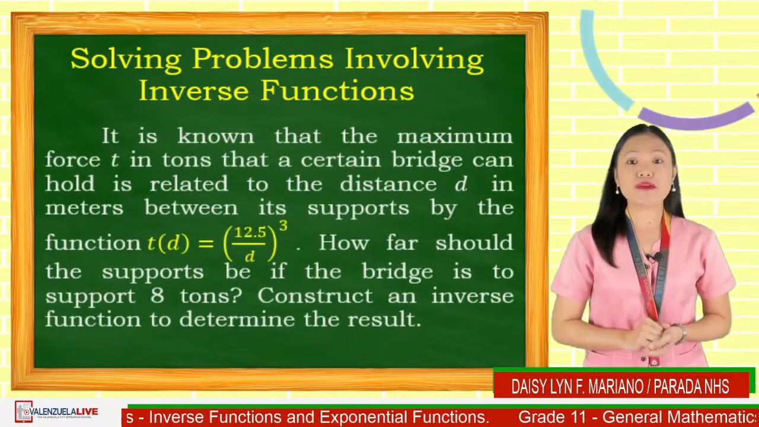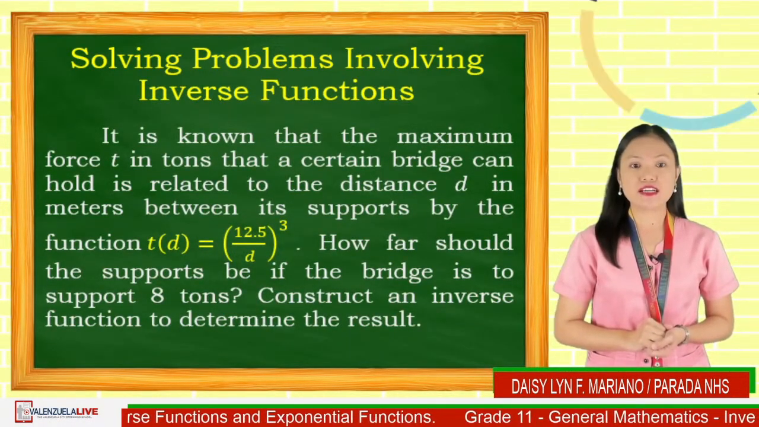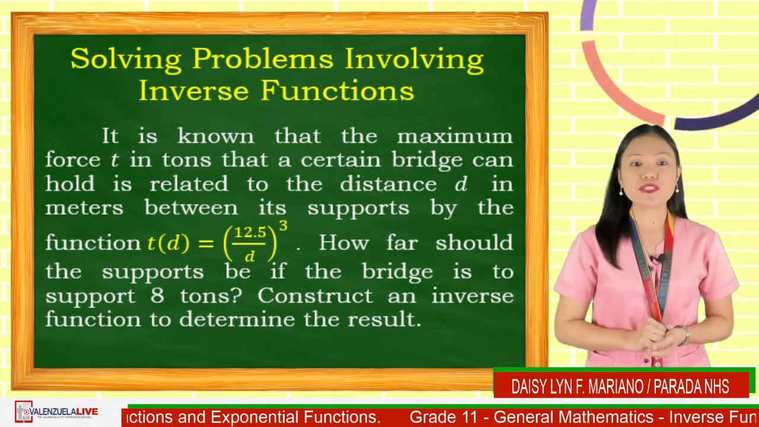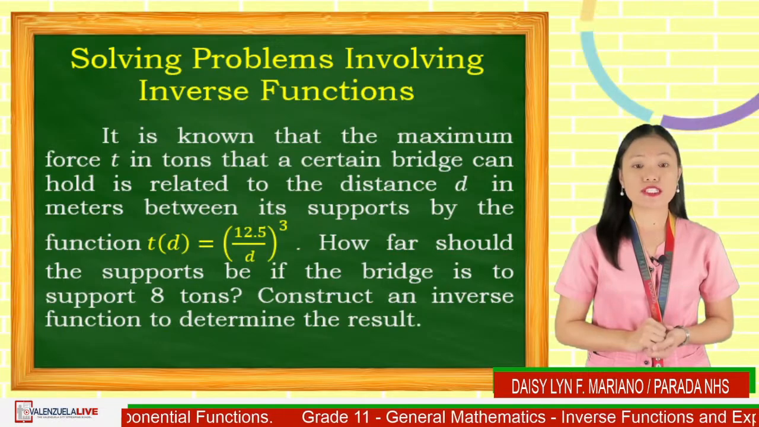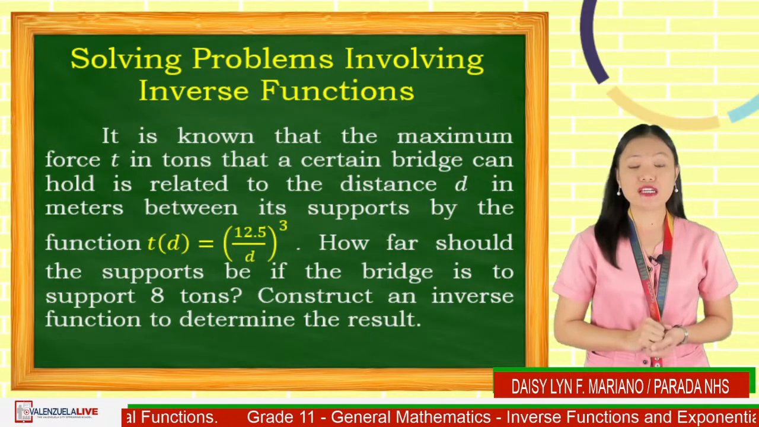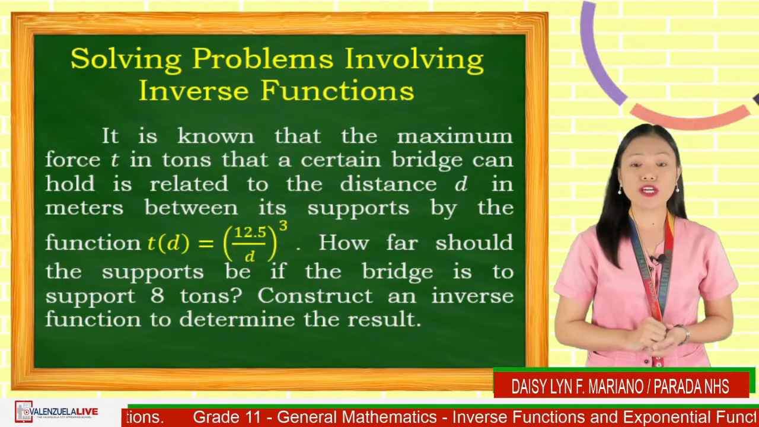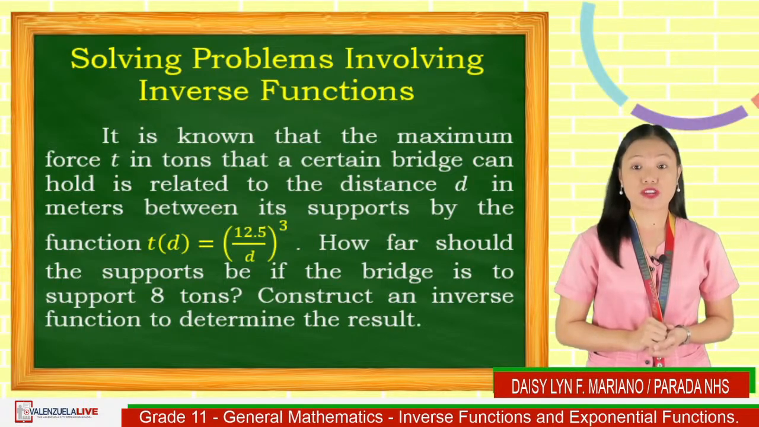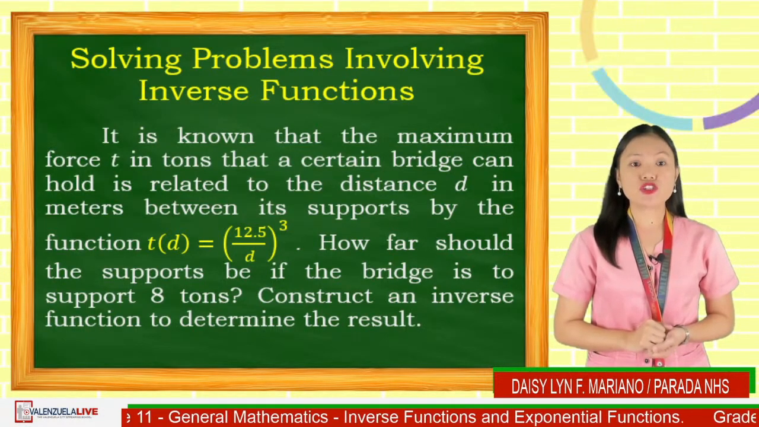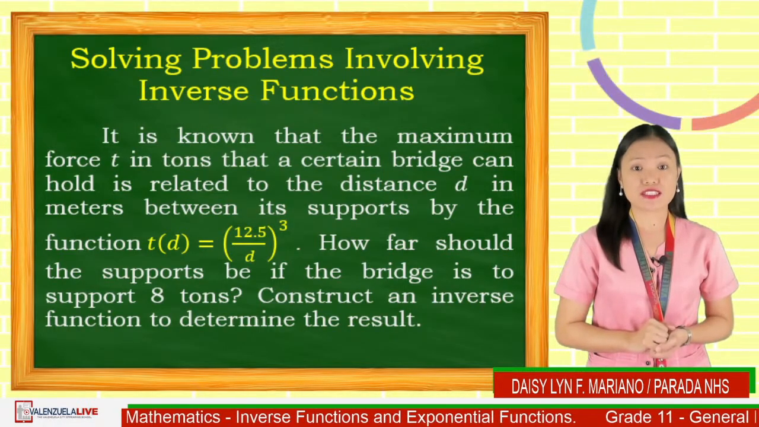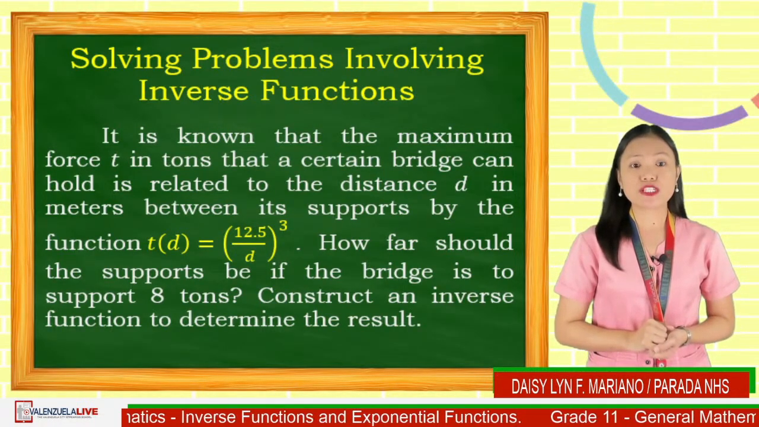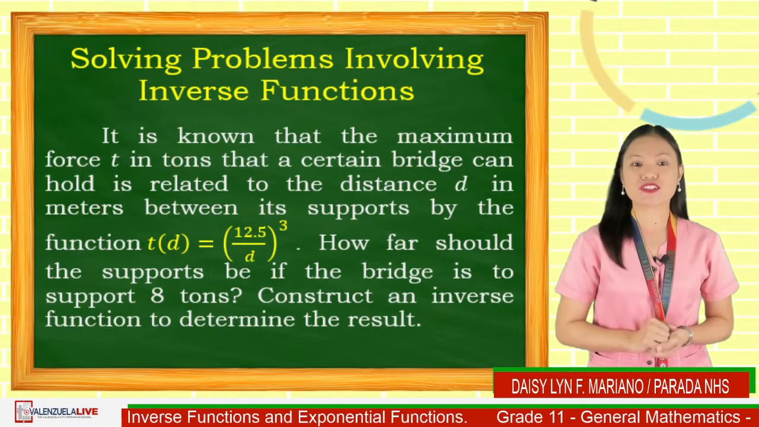It is known that the maximum force T in tons that a certain bridge can hold is related to the distance D in meters between its supports by the function T of D is equal to the quantity 12.5 over D raised to 3. How far should the supports be if the bridge is to support 8 tons? Construct an inverse function to determine the result.